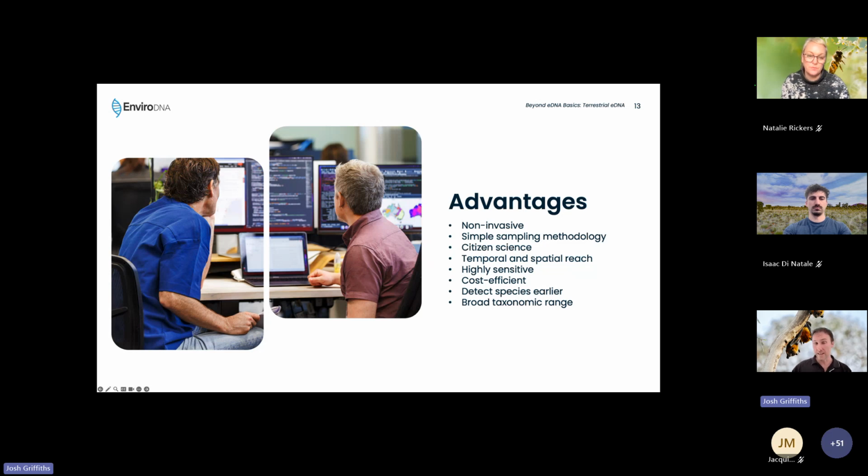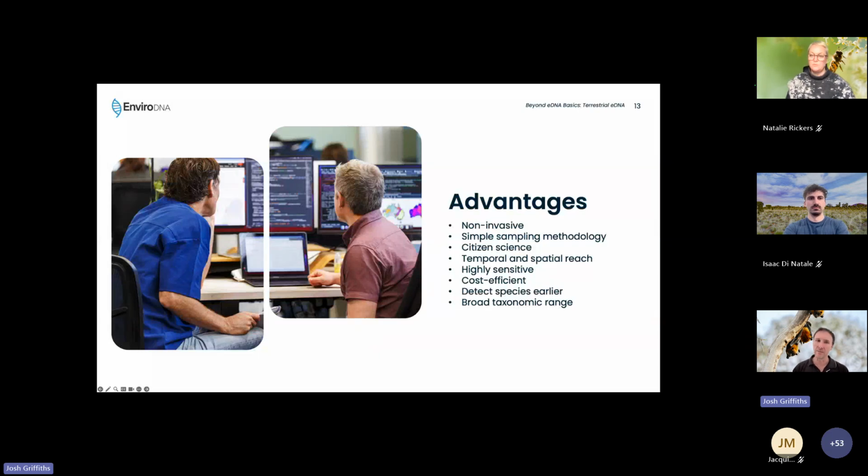We know it can be highly sensitive, particularly in those aquatic systems. It can be very cost efficient, particularly when we're doing things at large scale. And you've probably seen us talk about projects before at scales, like for my species, a platypus, we're doing things at scales that have never been dreamed of before, which is really exciting.